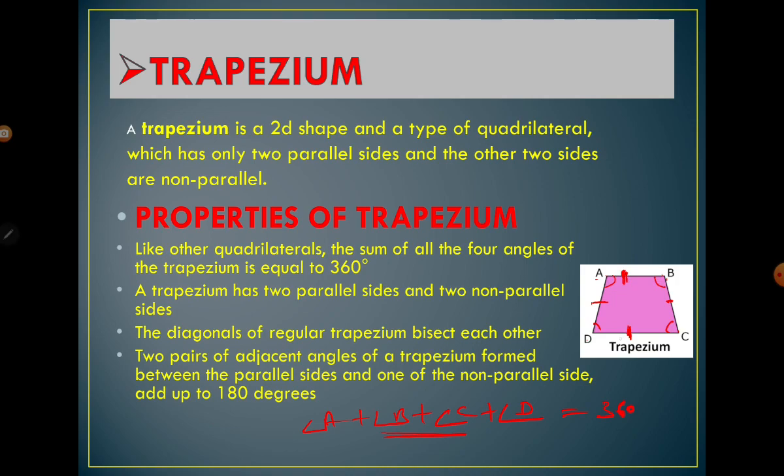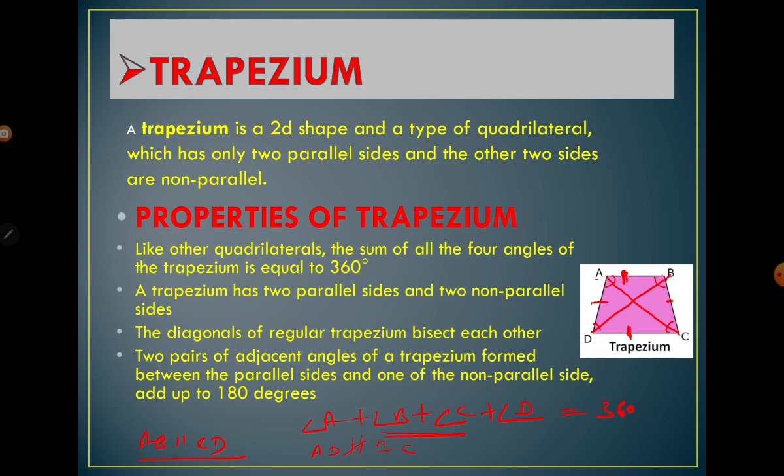A trapezium has two parallel sides and two non-parallel sides, which I already discussed. Sides AB and CD are parallel. We can say that side AB is parallel to side CD. This is the first one. And side AD is not parallel to side BC. These are the non-parallel sides. The diagonals of a regular trapezium bisect each other. These two diagonals, AC bisects diagonal BD.